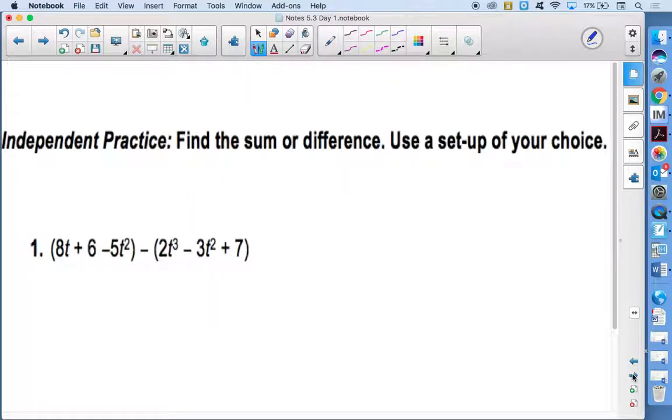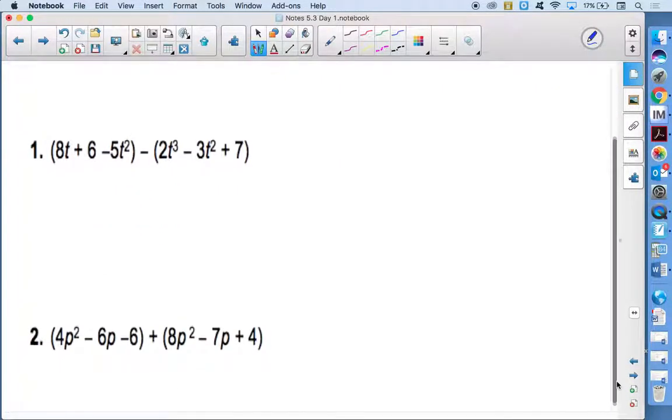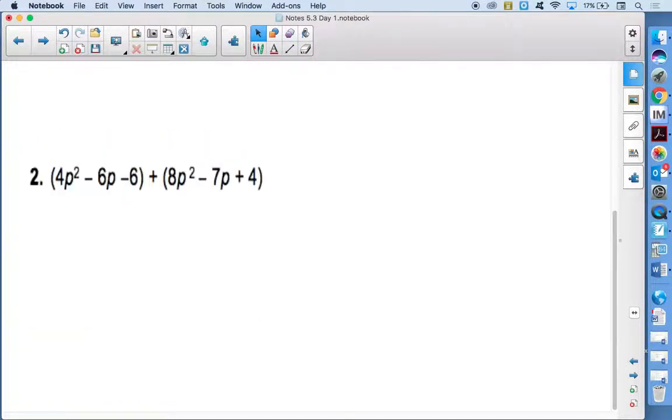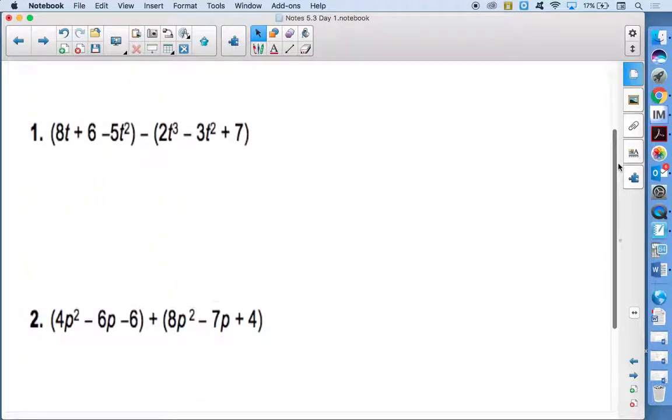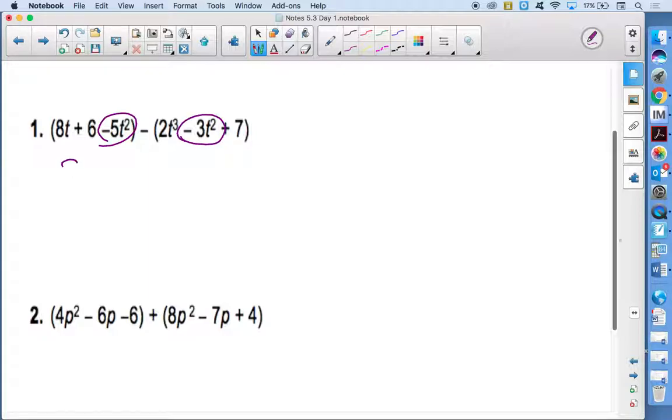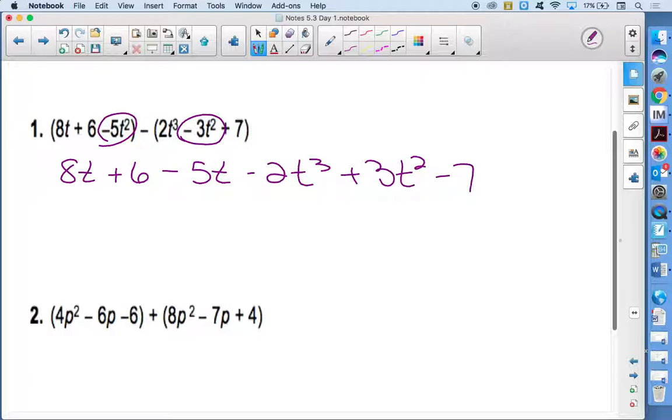So then there are two problems below where they're written horizontally. Again, you can keep them horizontally if you prefer, or you can write them vertically. Sam, what do you have for number 1? What terms are we combining there? You're combining negative 5t and positive 3t, which would be negative 2t squared. And then you have negative 7 and positive 6, which becomes negative 1.